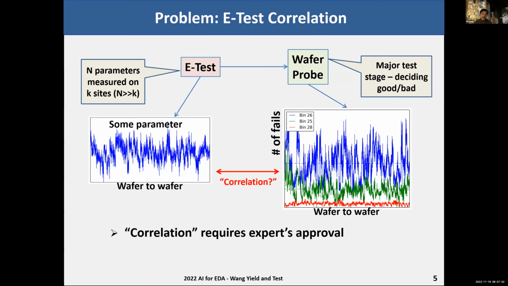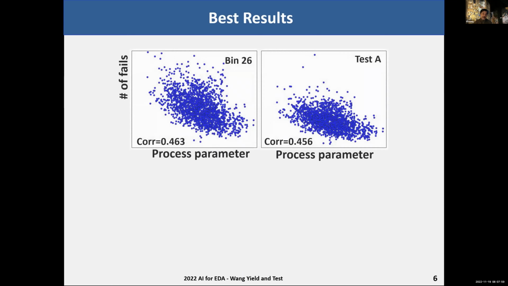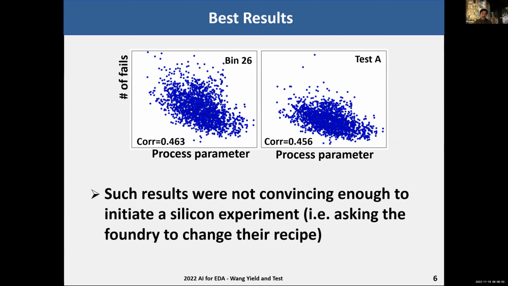It is important to note that any correlation we find also requires expert approval. It's not like we say it's a correlation and they will agree. And if you look at the whole problem, it's essentially a search problem. So these were some of the best results from our initial involvement, and these results were not convincing enough to initiate a silicon experiment, or in other words, to ask the foundry to change their recipe. And in this case, the foundry is another company.